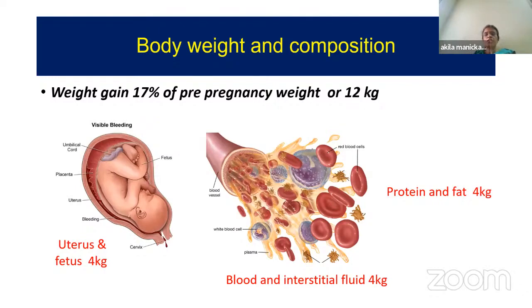So roughly there is an increase of about 10 to 12 kg in any pregnant woman. So anybody who is a little bit on the overweight side is going to be an obese patient, and a patient who is a little bit on the obese side is going to be a super morbidly obese patient. As such, obesity has anesthetic implications. In addition to this, the physiological changes that occur in the pregnant patient are going to add on to it. This is the split up of the weight gain.